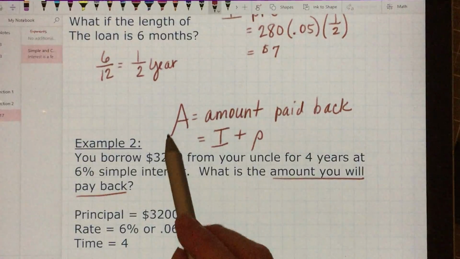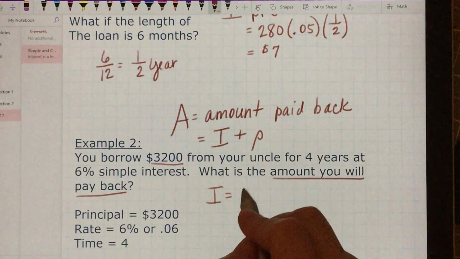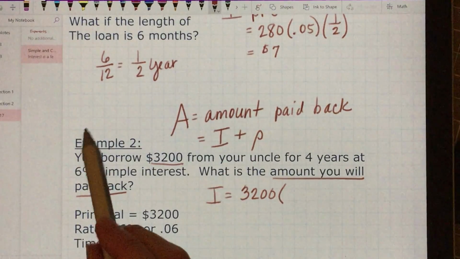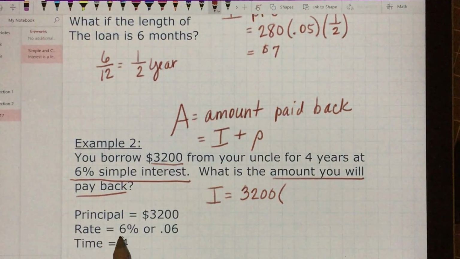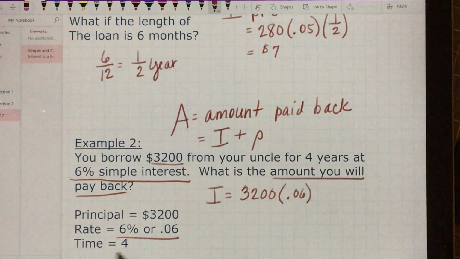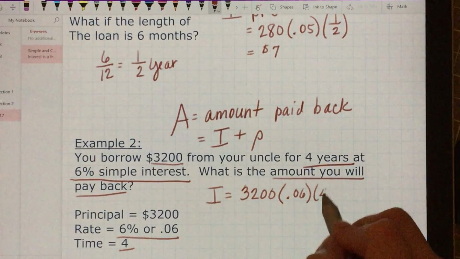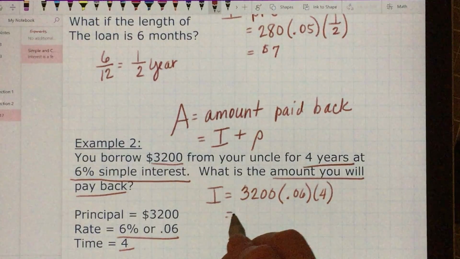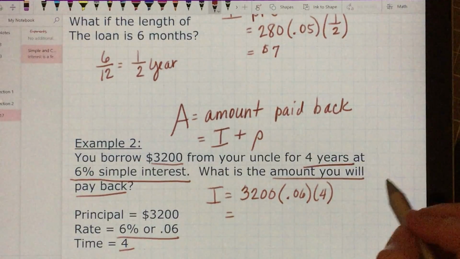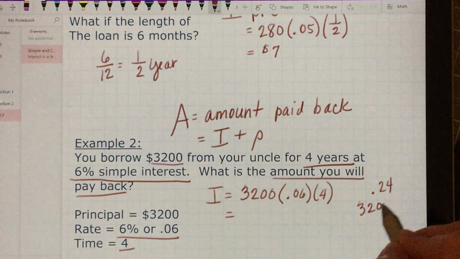So in this problem, we can identify the principal is $3,200. We can identify the interest rate, 6% simple interest, convert it to a decimal, 0.06, and our time is given neatly in years. Let's work this out. So we have 0.06 times 4 gives us 0.24 times 3,200.